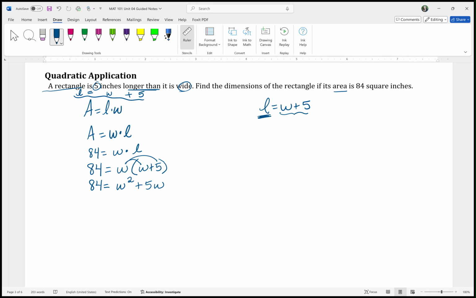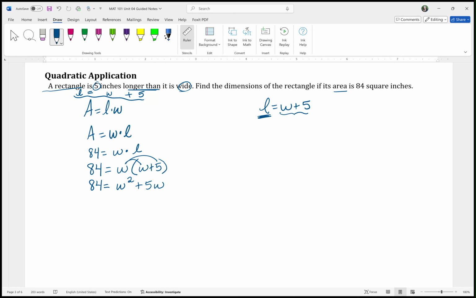Now, at this point, look and see what kind of equation it is. We have a W squared. That means it's quadratic, and we've got to go through the process of solving a quadratic. And again, this is the setting it equal to 0, factoring, setting those factors equal to 0, and solving. So that's what we're going to do here.